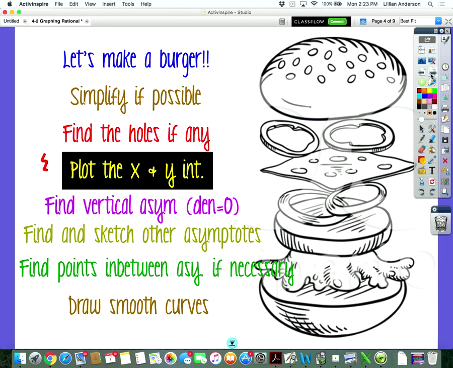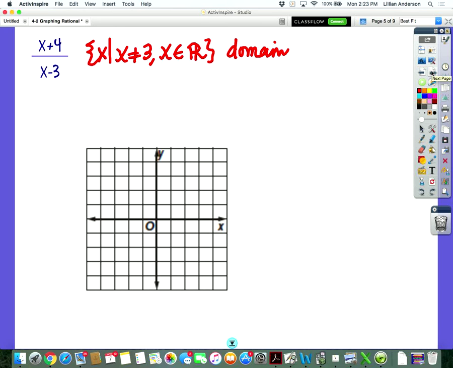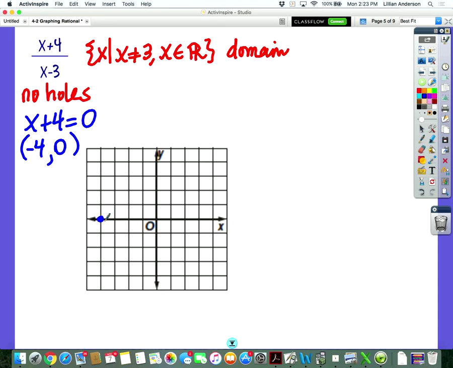So now, simplify if possible. Now let's find the holes, okay? Do we have any holes? No. If nothing simplifies to where something cancels out, then that means there are no holes. Okay? So no holes here. What's the next part of the burger? X and y intercepts. And you find again your x-intercept by doing what? Setting the top equal to 0. So that means our x-intercept is going to be where? Negative 4, 0.